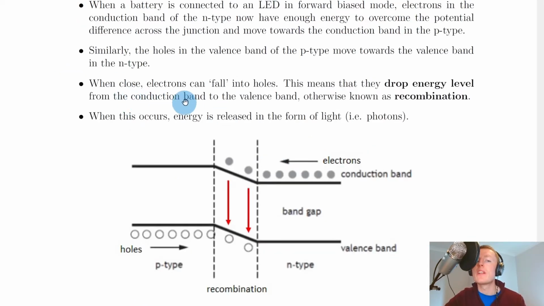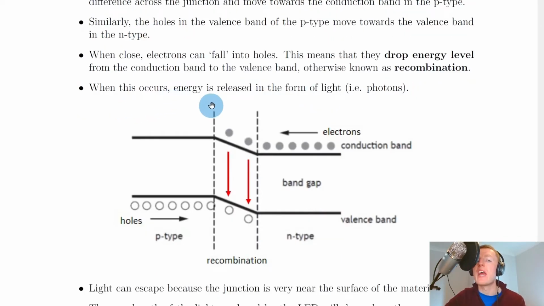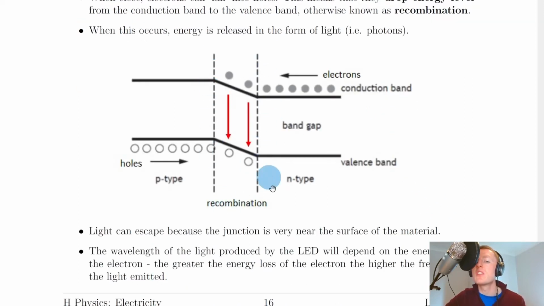And then it says that when close, electrons can fall into holes. This means that they drop energy level from the conduction band to the valence band, otherwise known as recombination. When this occurs, energy is released in the form of light, i.e. photons. So in the middle region here in the junction, when we get electrons and holes that are close, these electrons can drop down in energy from the conduction band to the valence band, and when the electrons fill the holes, we get what is called recombination, where light is then emitted.